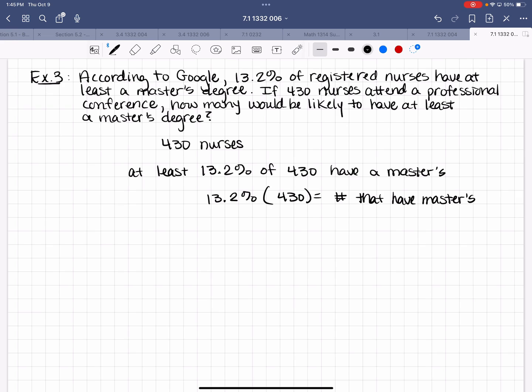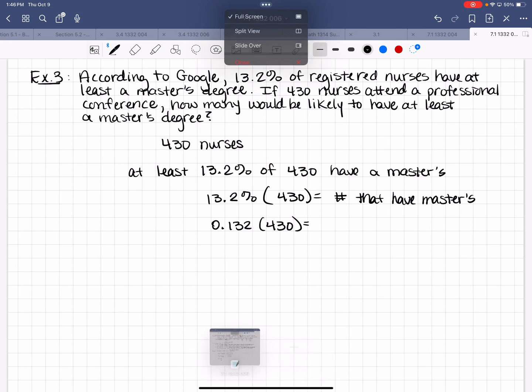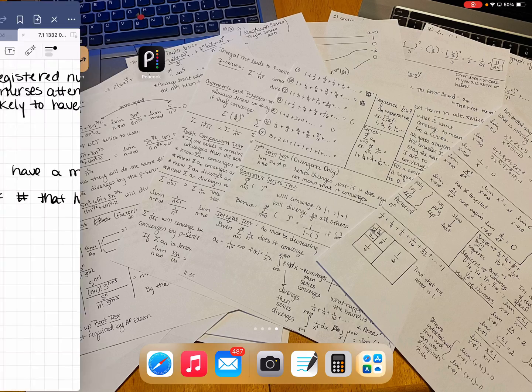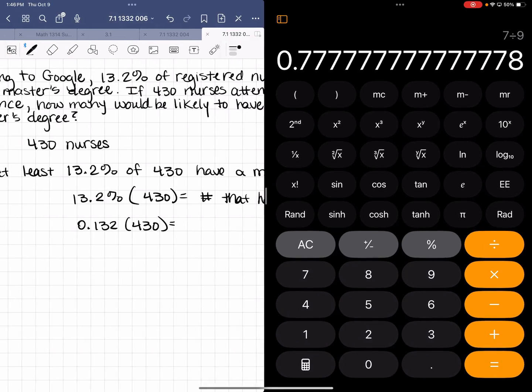Okay? Well, I can't type in my calculator, not this one anyway, 13.2% times 430. So I've got to change that 13.2% to a decimal. Hence why we worked on changing percents to a decimal. So this is really 0.132 times 430. Then when I put that in my calculator, and see, this time it doesn't show up.